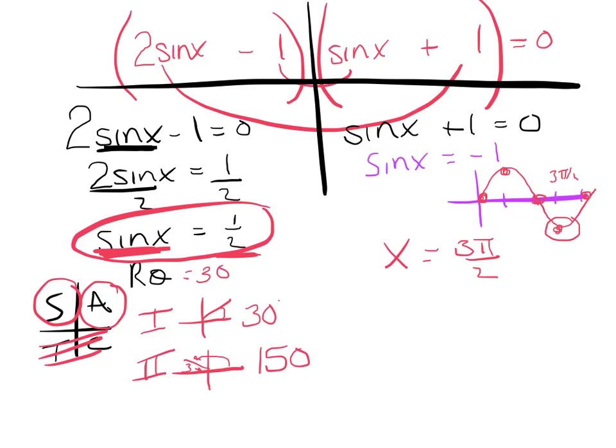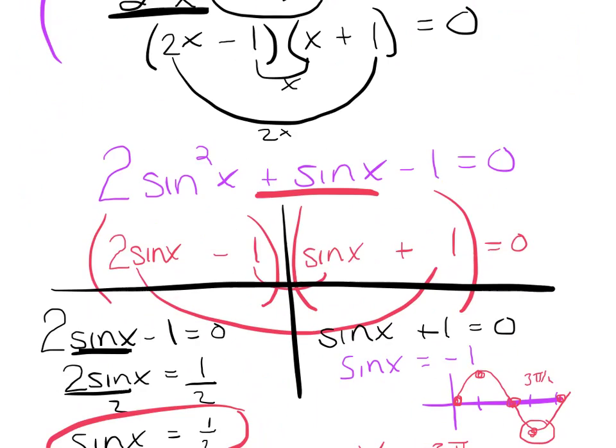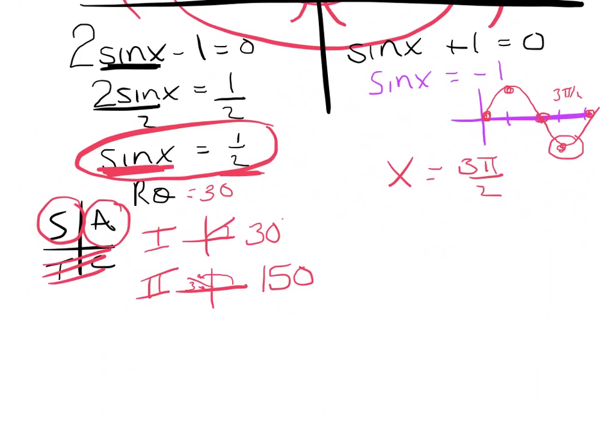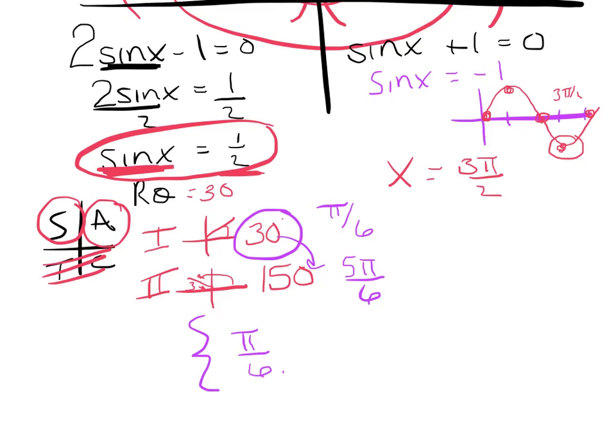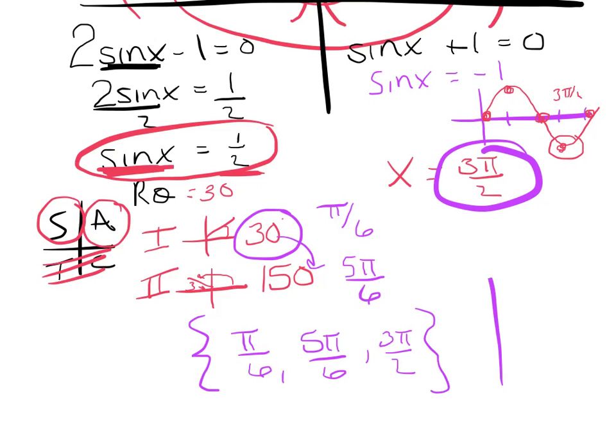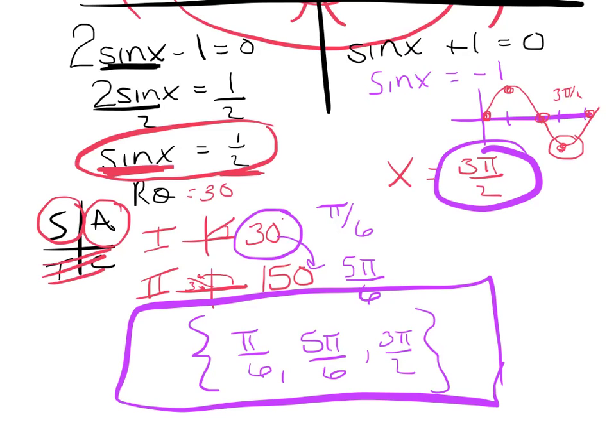Now, do they want these in degrees or radians? And a quick check, it says 0 to 2 pi, so I'm going to quickly convert these into radians. 30 we should know as pi over 6. Now ask yourself this, how many 30s go into 150? Well, 5 times 3 is 15, so that means 5 30s, which is 5 pi over 6. So I've got pi over 6, 5 pi over 6, and 3 pi over 2. Alright, so let's use our solution notation in the end and wrap them up together.